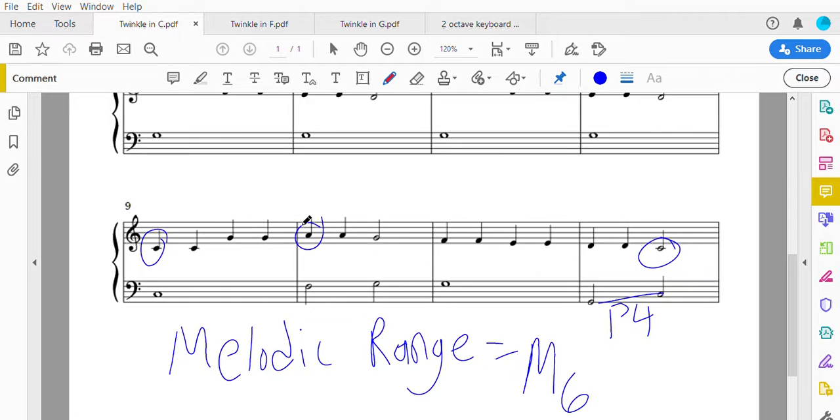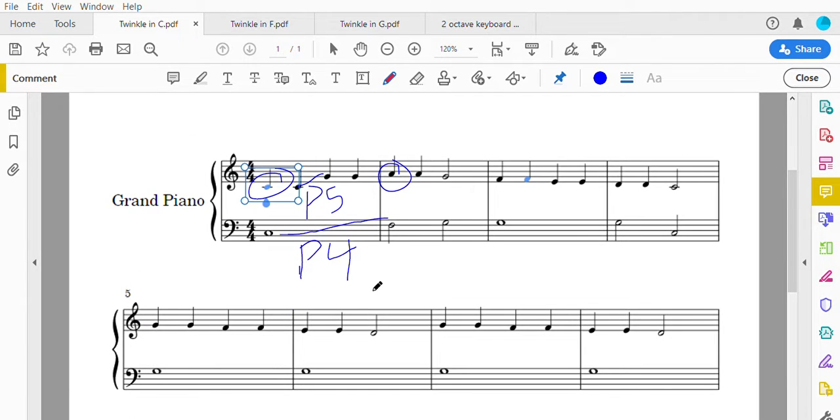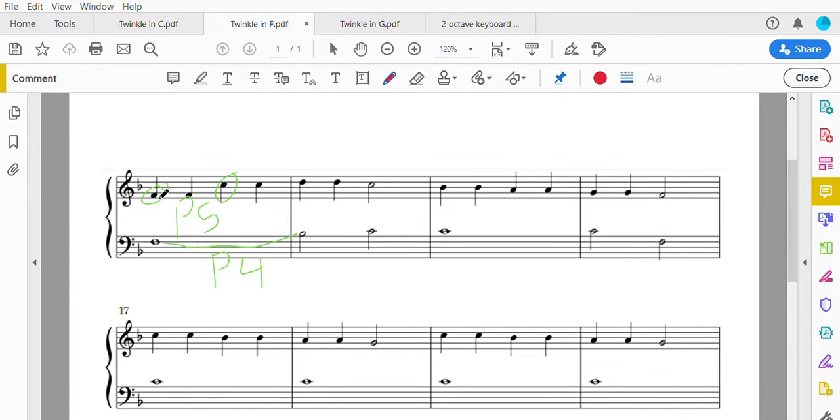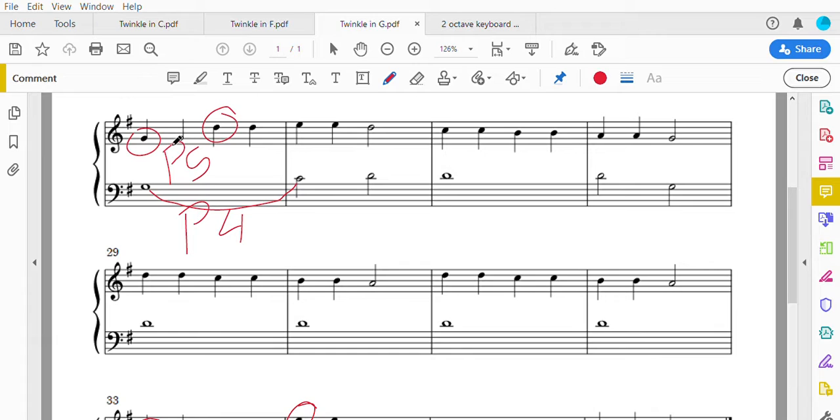Twinkle Twinkle Little Star in C, our first, wow, we have some extra stuff going here because I circled a lot of things. Our first melodic interval from C to G, that's a perfect fifth. In the key of F, the first melodic interval of F to C, that's a perfect fifth. And in G, our first melodic interval, G to D, that's a perfect fifth. All of these are the same.